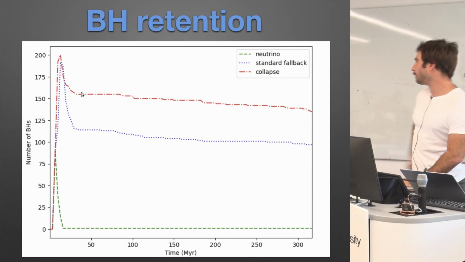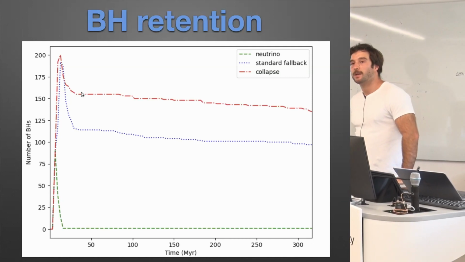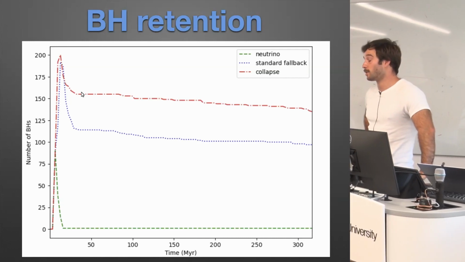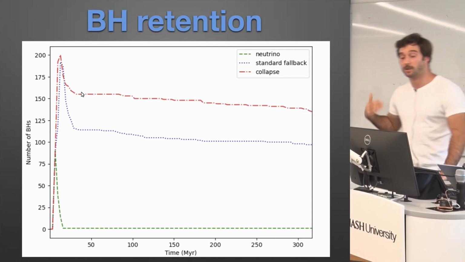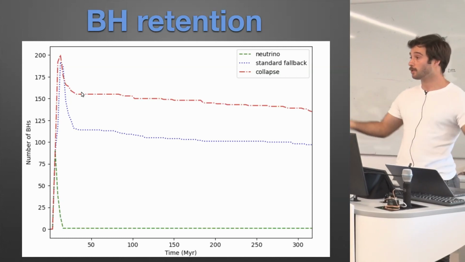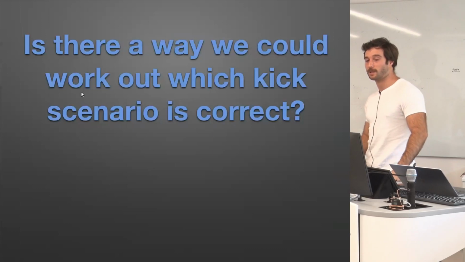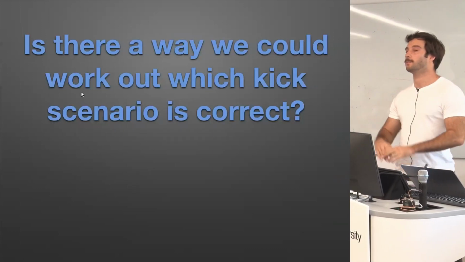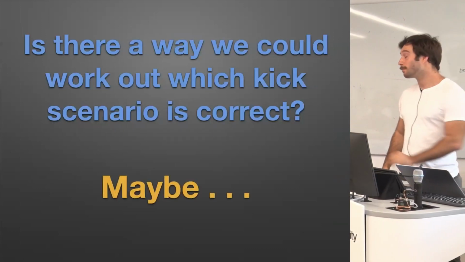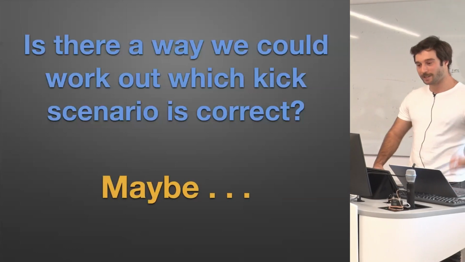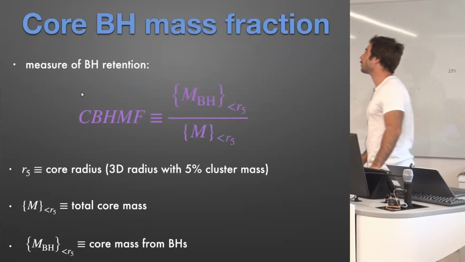So this is lovely, but these aren't really able to help us determine which natal kick mechanism is actually occurring in real world supernovae. So you might think, is there a way we could work out which kick scenario is correct or more correct? Maybe. Bear with me. This is still a work in progress.